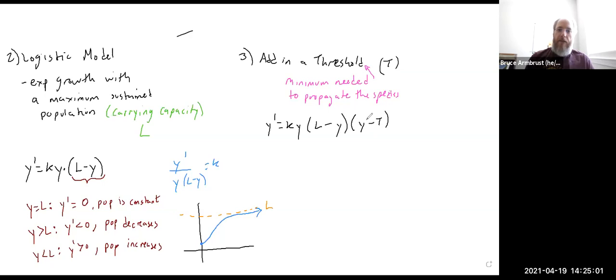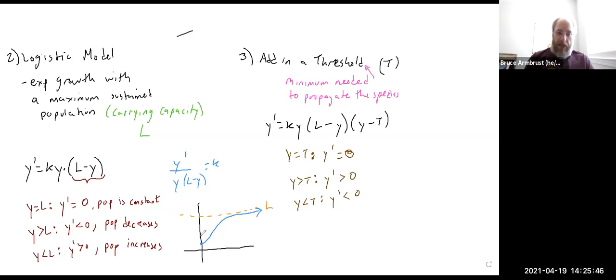And notice that this is going to do the same sort of thing that the carrying capacity did. Like when we look down here with the different y equals, we can do the same thing with T. And now we can say, well, if y equals T, again, we get y prime equals 0. So we're just constantly at that threshold rate. If y is greater than T, y prime is positive. So our population is going to go up. If y is less than T, y prime is negative, and we're going to die out.